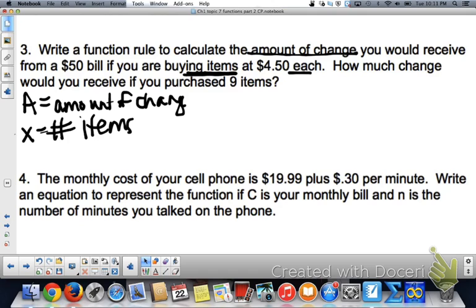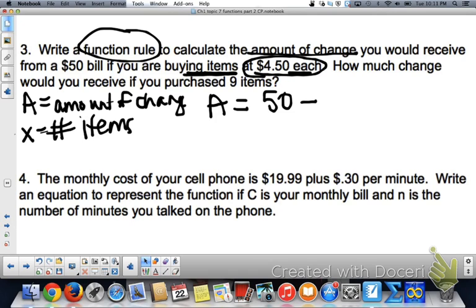So I'm going to write my function rule first. The amount of change equals, you would receive from a $50 bill, so I'm going to do 50 minus the amount that I buy. Buying items at $4.50 each, so $4.50 times the number of items. Okay, that's how you do that.